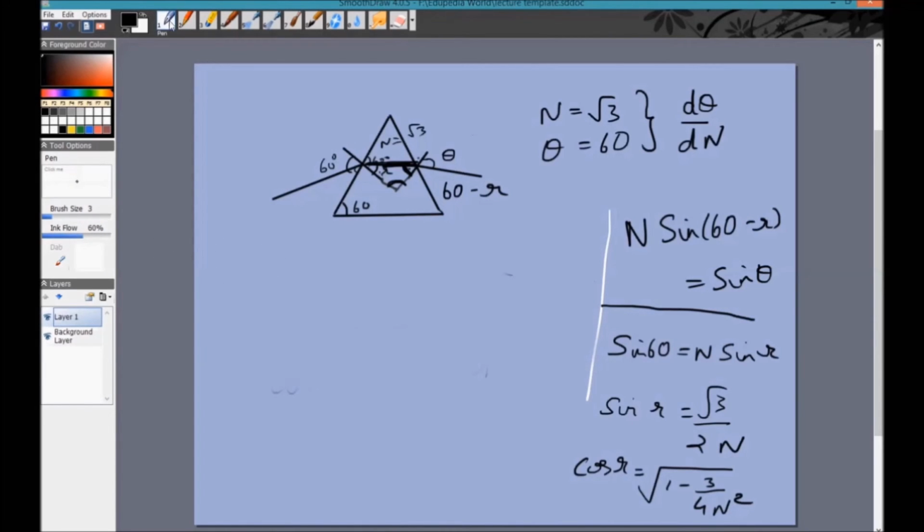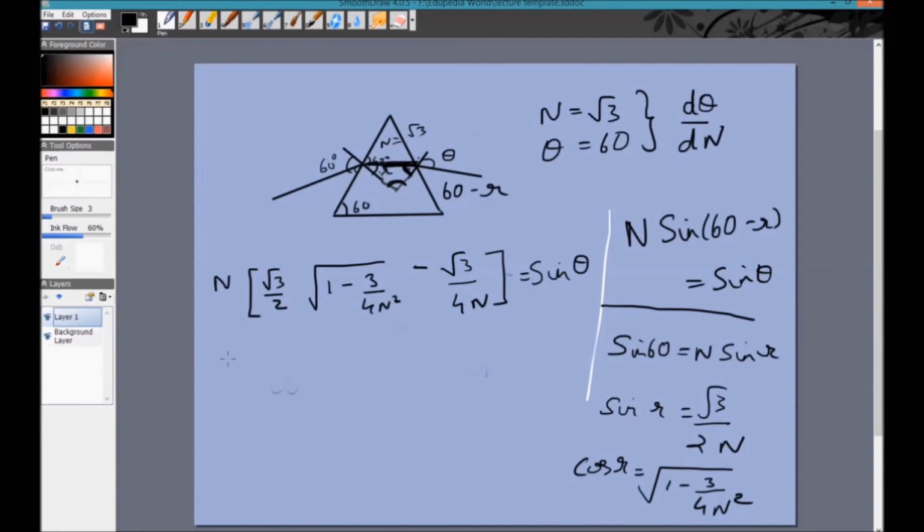As soon as we get the relation between theta and n, we can differentiate it and put these two values. So we get the equation n times sine of 60, that is root 3 by 2, cos of R, that is root of 1 minus 3 by 4n square, minus cos of 60, that is 1 by 2, times sine of R, so root 3 by 4n, is equal to sine theta. Now I can try to simplify it, but it becomes easier if I differentiate it straight away.